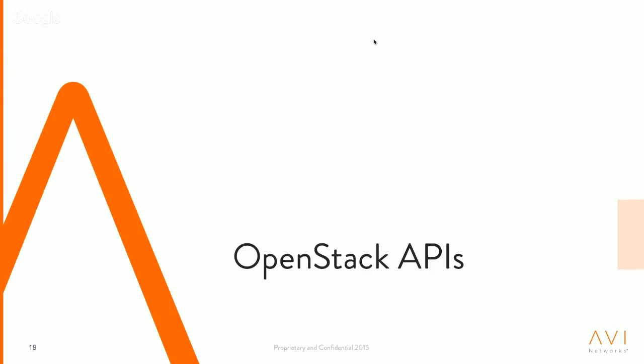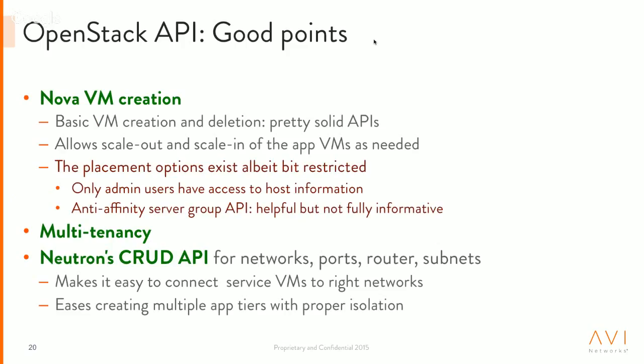Okay, so let me switch to talking about the OpenStack APIs portion. Now, the OpenStack API has lots of good points, because we built this application on top of OpenStack, so we are able to do a lot of those things. The core ones, like creating and deleting VMs, allowed us to scale out pretty easily.